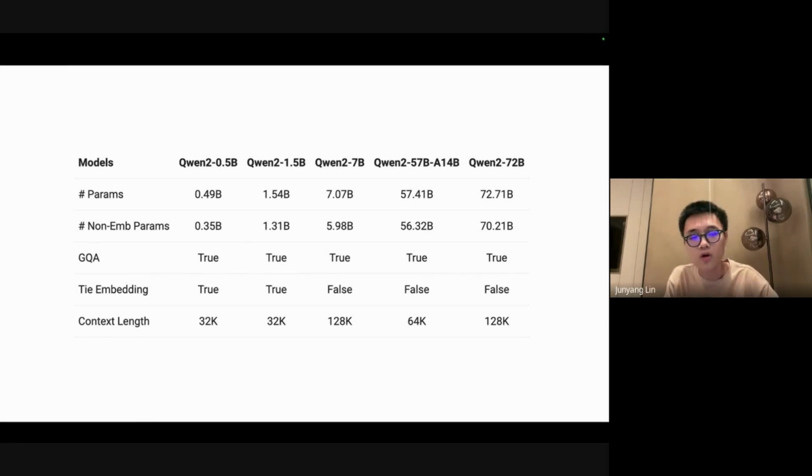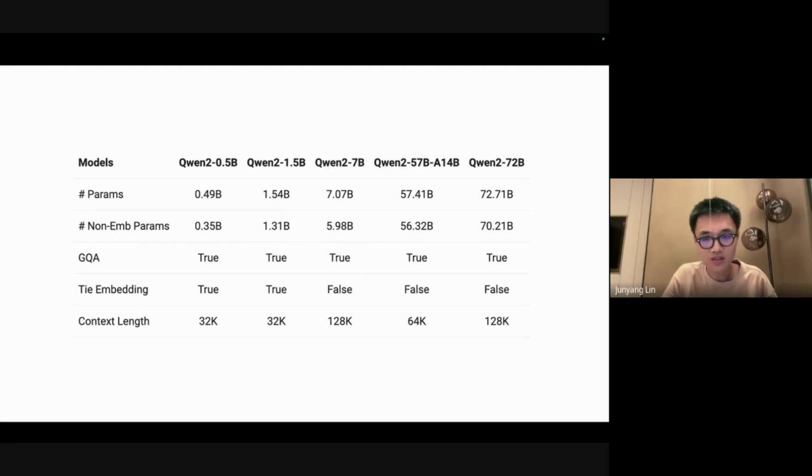But we also have small models because we have done a lot of experiments in small models, and we suddenly found that there are a lot of people very interested in small models. Even some people are using them on cell phones. So we just released them. It is very easy for us for the 0.5 or 1.5 billion parameter models. And you can find our models listed with parameters and non-embedding parameters. This time, we all use GQA, so you can run inference with fast speed.